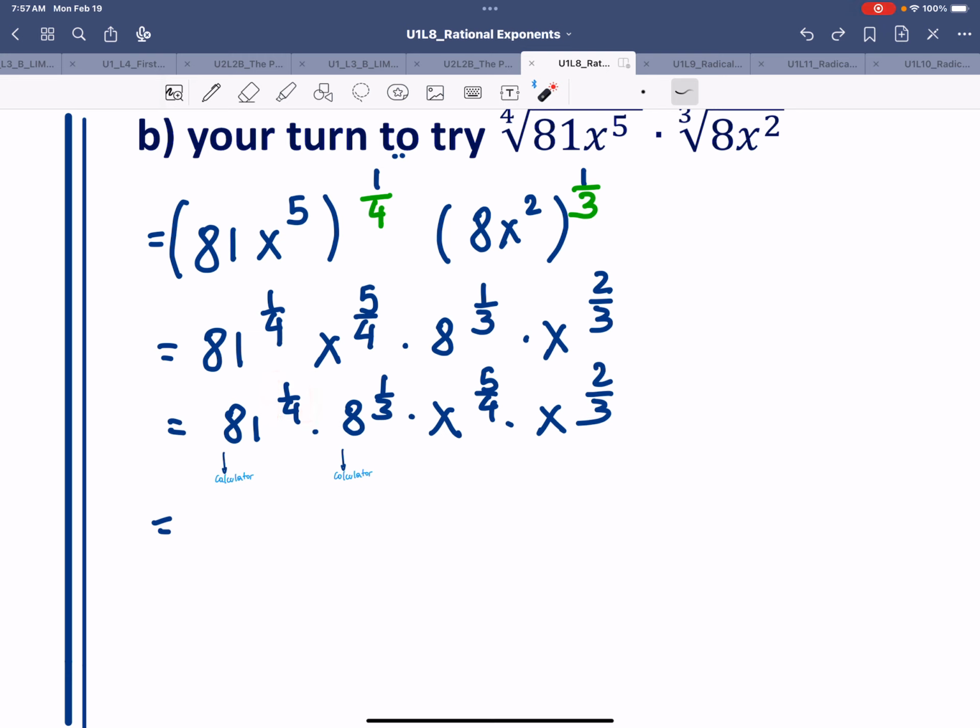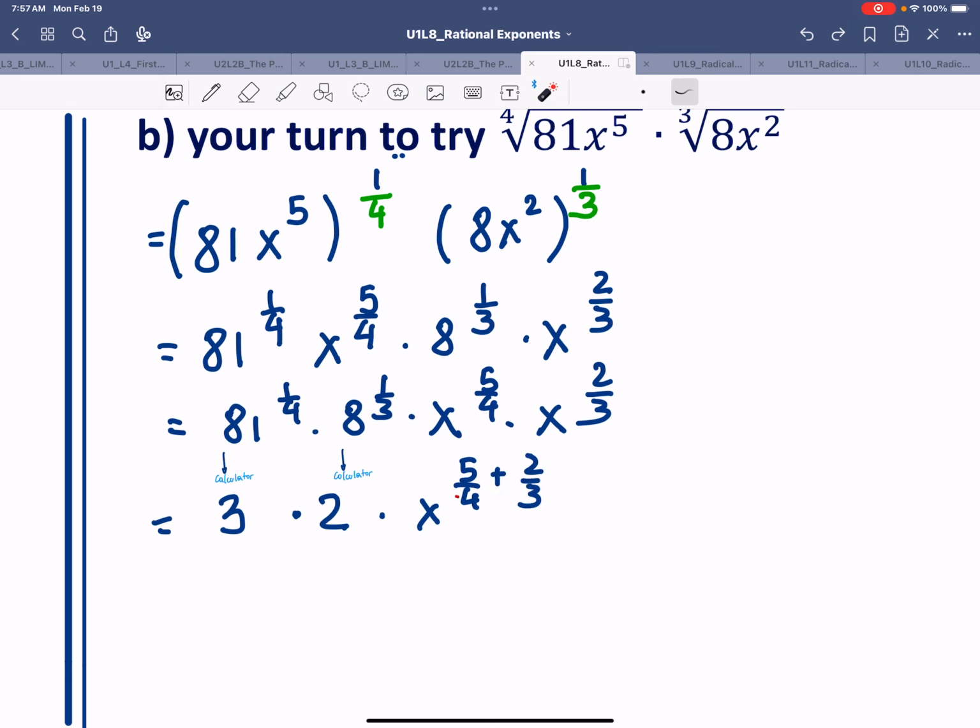81 to the power of 1 over 4 equals 3. 8 to the power of 1 over 3 is 2. And now we can combine these two terms of the same base. So the base is x, and we add the powers. That's because of the product rule here. So 5 over 4 plus 2 over 3.